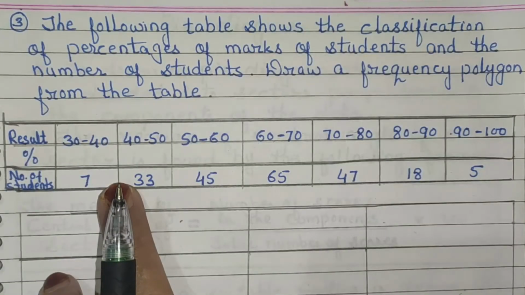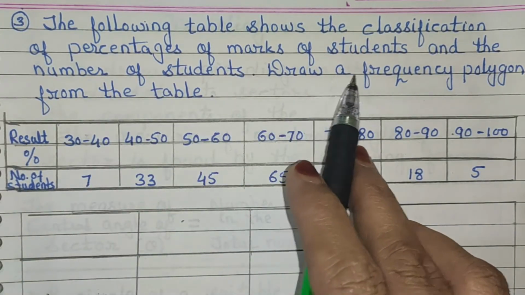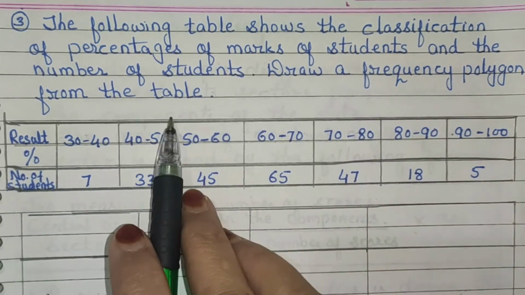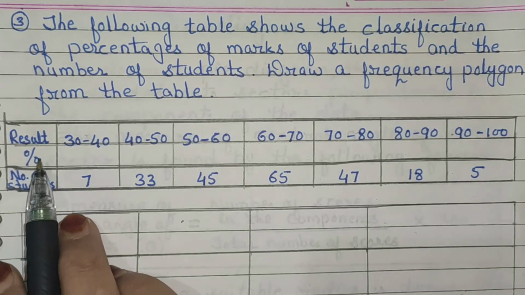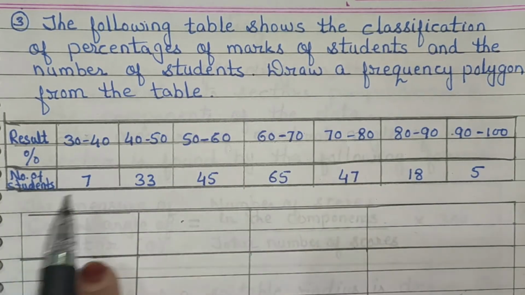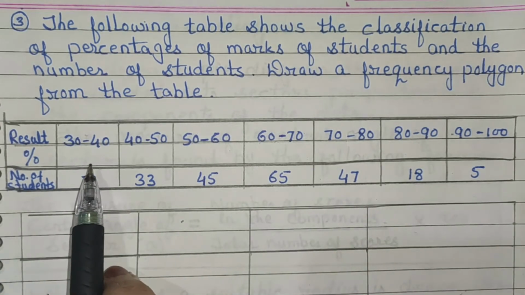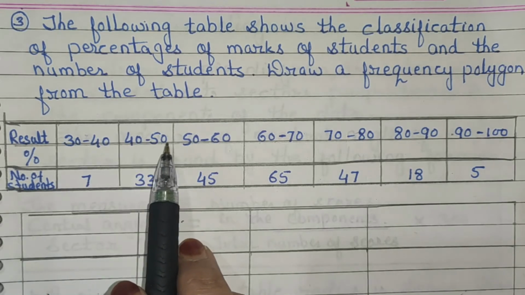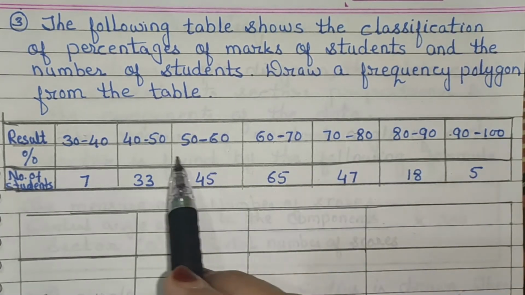Next question is, the following table shows the classification of percentages of marks of students and the number of students. Draw a frequency polygon from the table. Now inside the table, result in percentages given and number of students are also given here. Now first look at the classes. Classes given here are 30 to 40, 40 to 50, 50 to 60 and so on. Now look at here carefully.